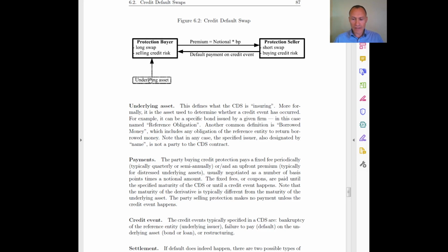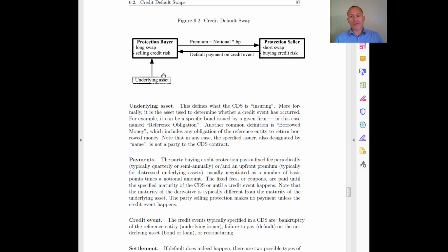This underlying asset is not part of the insurance contract; the insurance contract is just between these two counterparties. The underlying asset is specified in the contract, but it's not part of the contract itself, so it's separate. You see these dotted lines because the underlying asset may be on the balance sheet of the protection buyer, or it may not be. The protection buyer does not have to own the asset. The protection buyer can establish a CDS with the protection seller without even owning this asset. That's why this is dotted.